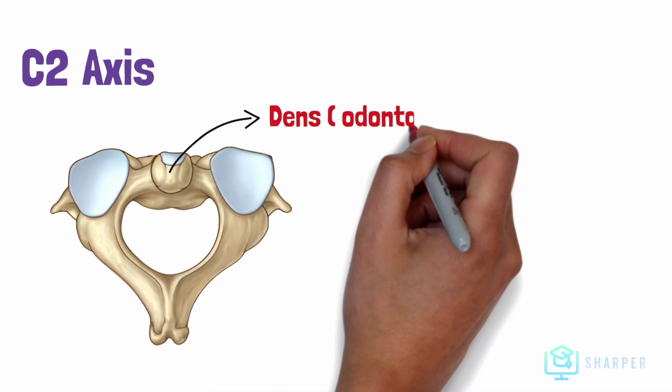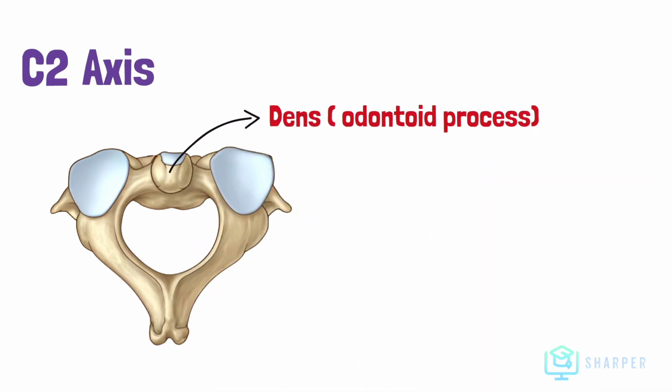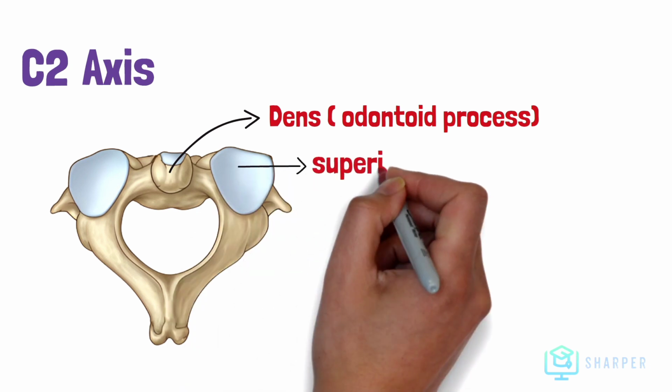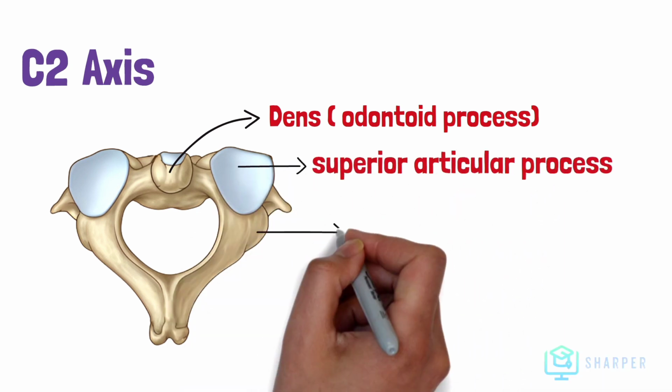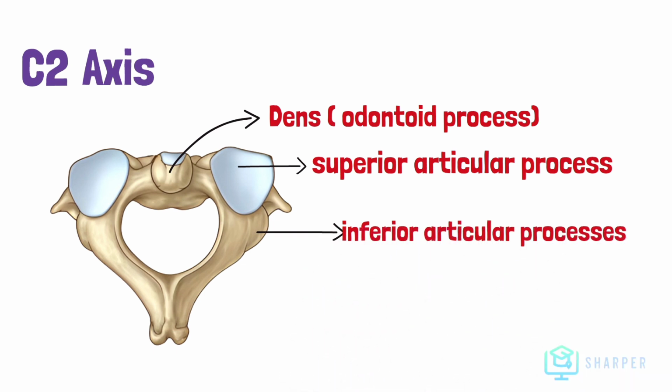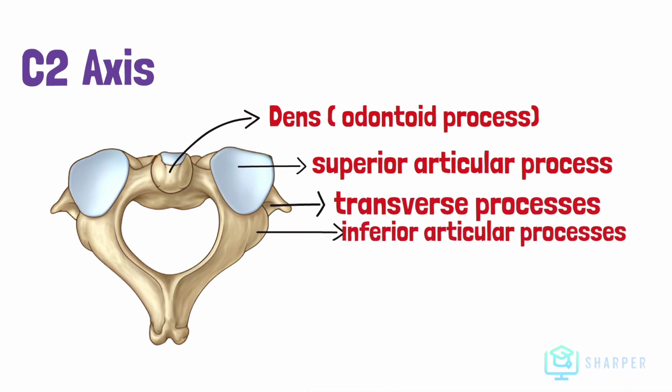Next, C2, also called axis. It has a dens or odontoid process, which projects superiorly and articulates with the facet of dens in the atlas. There is no intervertebral disc between the C1 and C2. It also has 2 superior articular facets on which the atlas rotates. It also has inferior articular processes and transverse processes similar to the other cervical vertebrae.